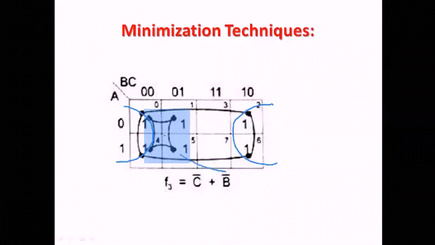Now for these 4 ones, that is minterm 0, minterm 4, minterm 2 and minterm 6, the value will be equal to C bar. Why? Because here also you see the value of A is changing and the value of B is also changing. It is 0 here and it is 1 here. But the value of C is the same, 0 and 0. So it will be C bar. Hope this is clear to all of you.